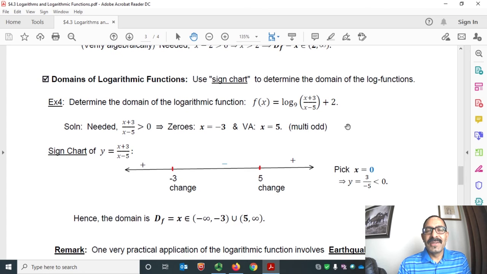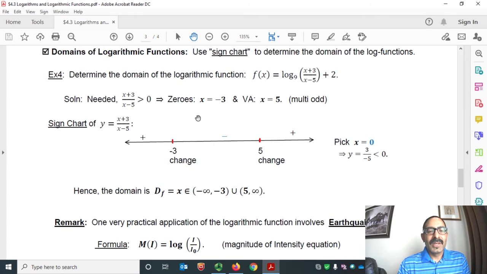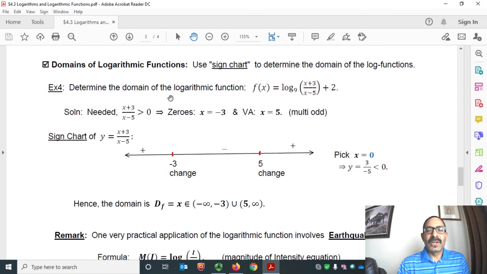The idea is we need to use a sign chart to determine the domain of the logarithmic functions. Let's do example 4. Determine the domain of the logarithmic function. Here the logarithmic function is log of (x plus 3) over (x minus 5) with base 9, plus 2.